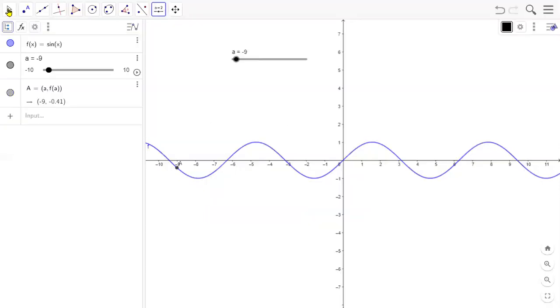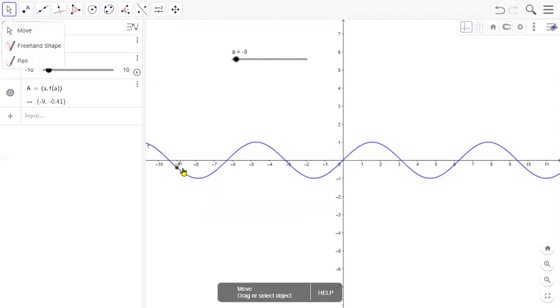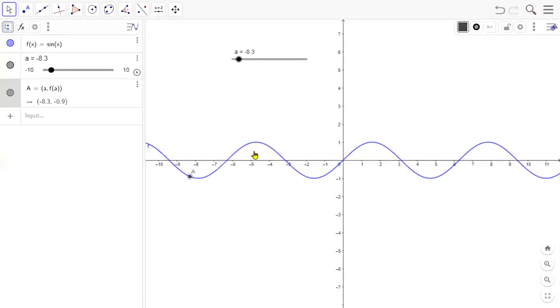Let me use this move tool. Let me slide this point here. This point A corresponds to a value from -10 to +10 according to the slider. Here I have taken a point which can be moved. Let me show that this is a movable point on this graph, and it goes from -10 to +10.